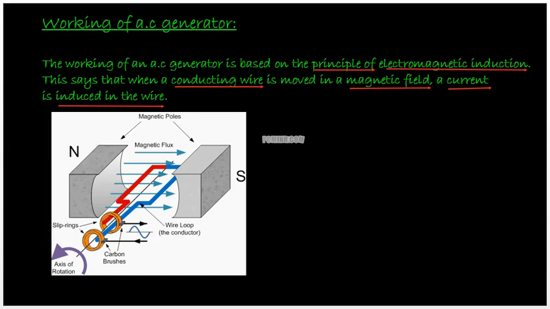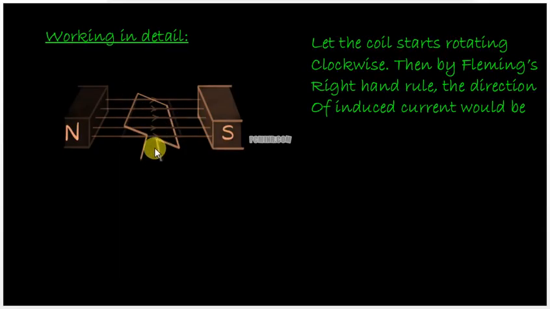For that, you can see here we have taken that wire in the form of a coil. This is a rectangular coil being rotated within a magnetic field. The magnetic field is directed from left to right, as we can see, and the coil is being rotated like this in the clockwise direction. Let us assume this is the coil, and we can mark this arm as AB and this arm as CD.